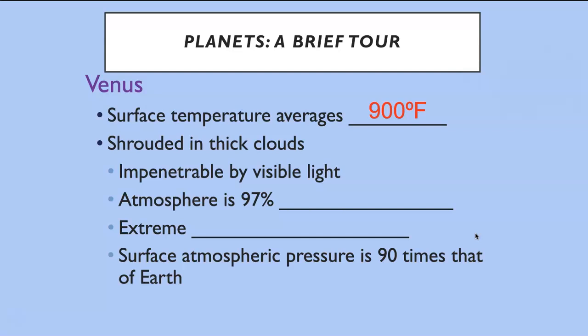It's shrouded with clouds, so we can't actually look down on the surface, and we've been able to map it with radar. The atmosphere is 97% carbon dioxide. Our atmosphere is a fraction of a percent of carbon dioxide. So Venus essentially has the greenhouse effect, an extreme greenhouse effect. Sunlight goes in, it doesn't go out, and it gets very hot. As a result, the surface pressure is about 90 times that of Earth. Probes have been sent to the surface of Venus, and they get crushed and they melt. Not a good place to move to.